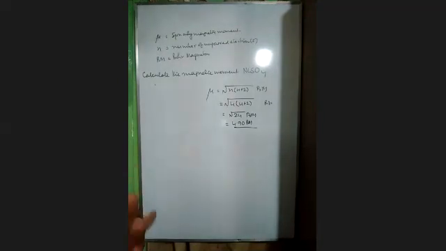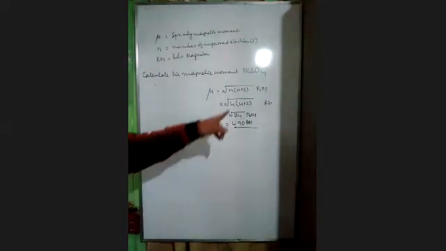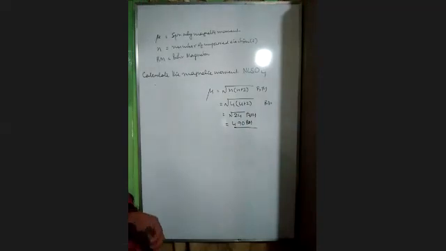See here, why I told you to do it. When you know the number of unpaired electrons, then you can put it in this equation and you can immediately get the answer. But your entrance exam may not be like this.